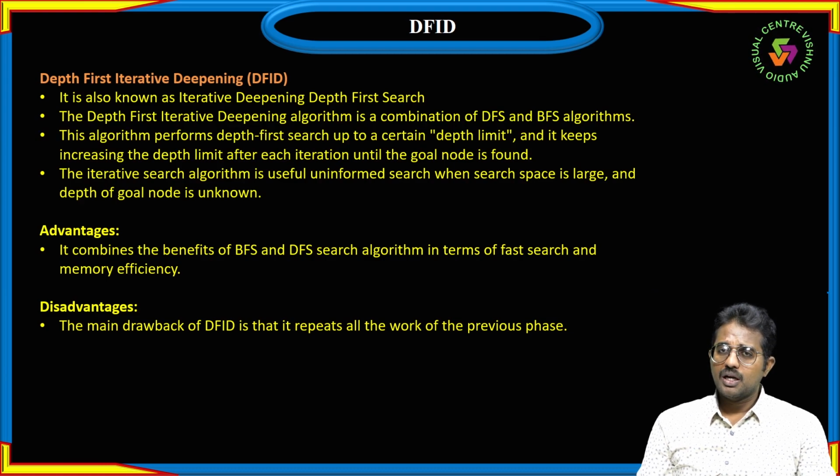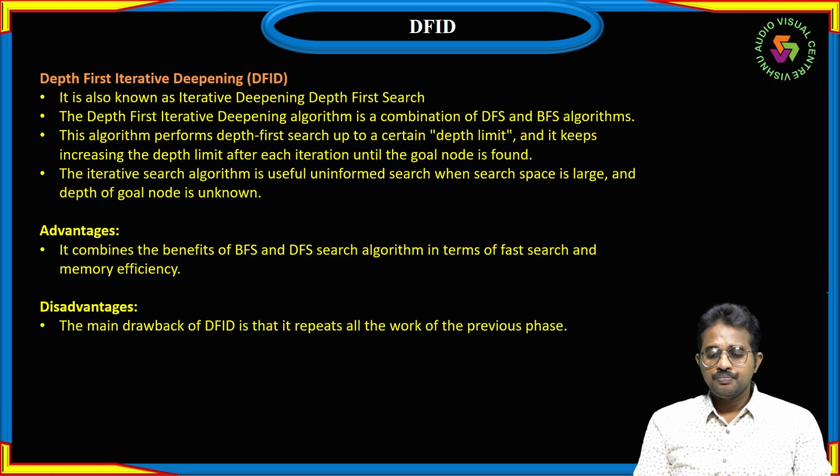So it will take that particular graph and apply DFS on it. After applying DFS, it is again going to check whether the goal node has been reached. If the goal node has been reached, it will stop right there, or it will continue until the whole graph, the whole problem space, has been searched. It will keep incrementing the depth limit from 0, 1, and so on until the goal node has been reached.